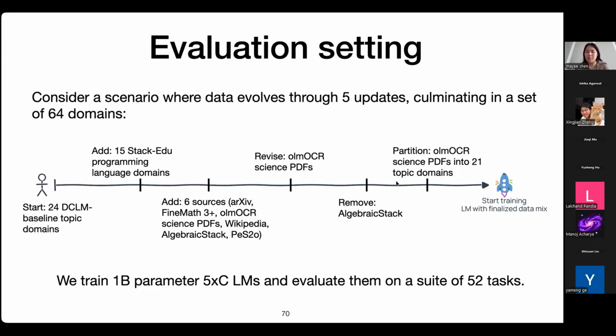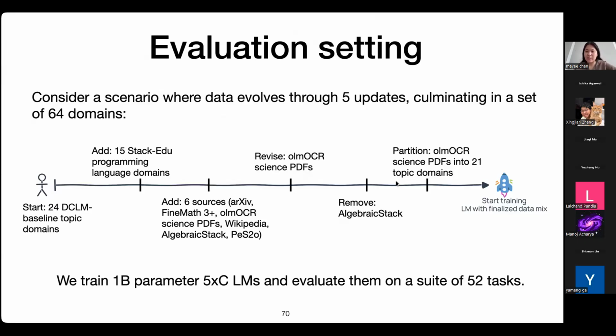So we first start with a web dataset, DCLM, split into 24 topics. Then we'll add in 15 domains of Stack-Edu code data. Then in the second update, we'll add in 6 other sources of data, so arXiv, math, PDFs, and so on. The third update will revise the science PDF data, where we change how the format is done. In the fourth update, we'll remove this domain, AlgebraicStack, since it wasn't super helpful. And then finally, we'll partition the science PDFs into 21 topics.